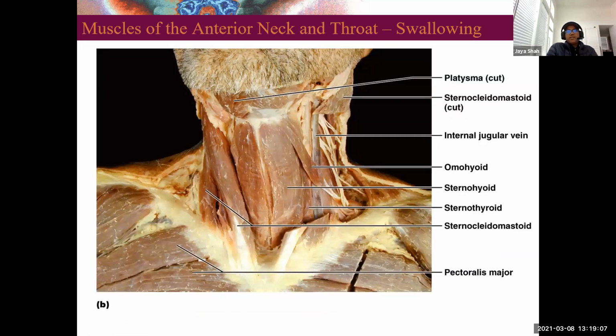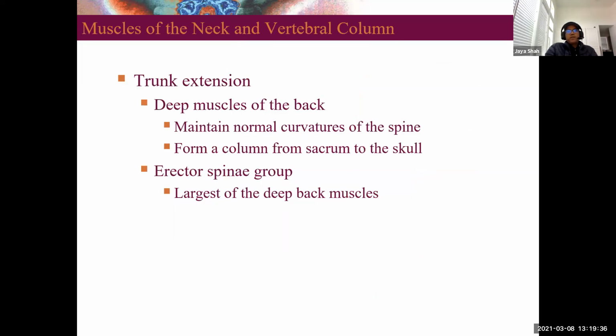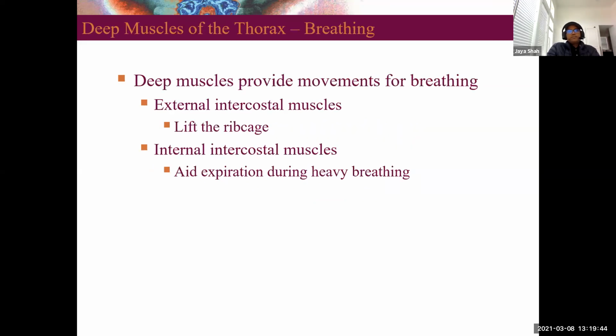You see in the cadaver the same muscles: sternocleidomastoid, sternohyoid, sternothyroid, omohyoid, and under the omohyoid, you see the internal jugular vein. We have cut the sternocleidomastoid to see these structures on the left side. Here is the pectoralis major. Sternocleidomastoid. Trunk extension, deep. We don't need to worry about these things. Okay.